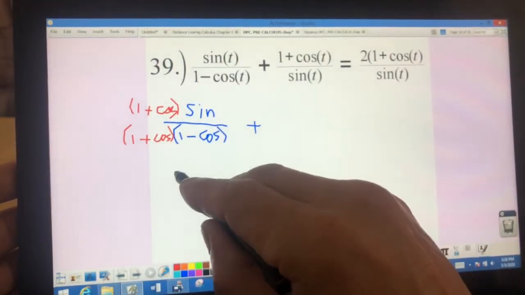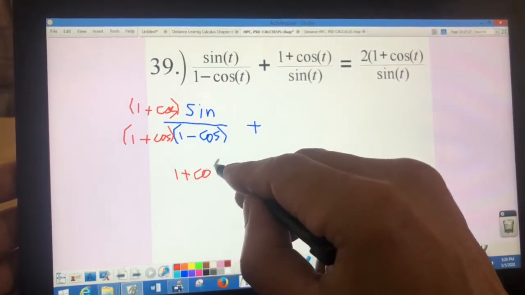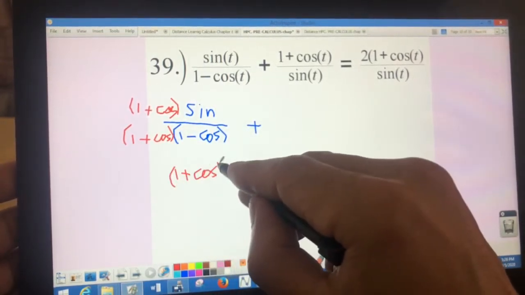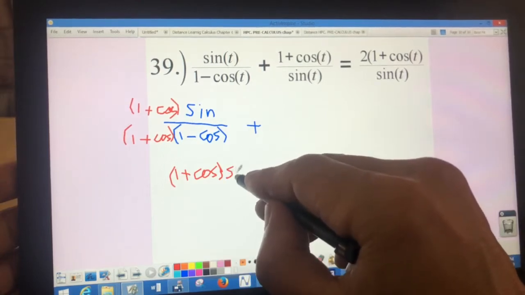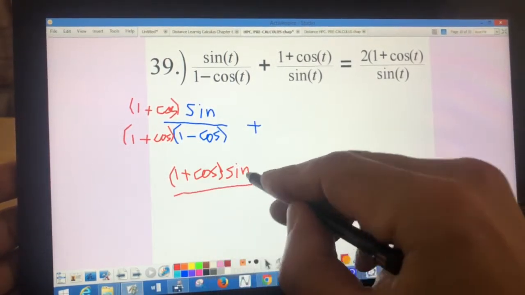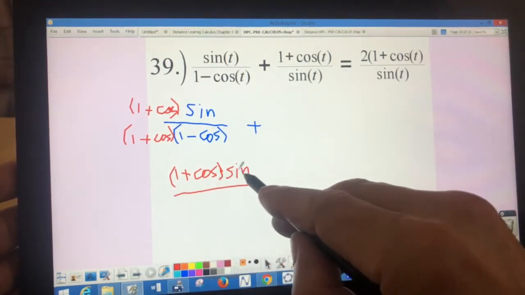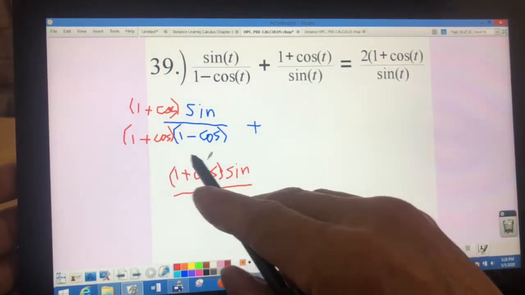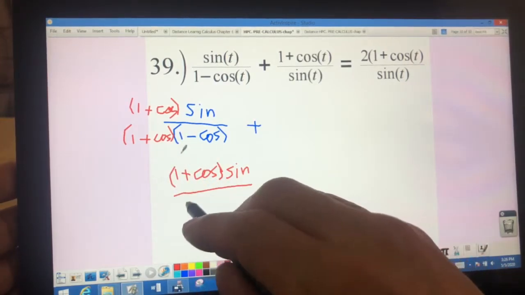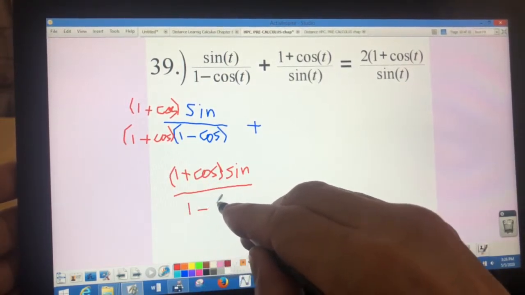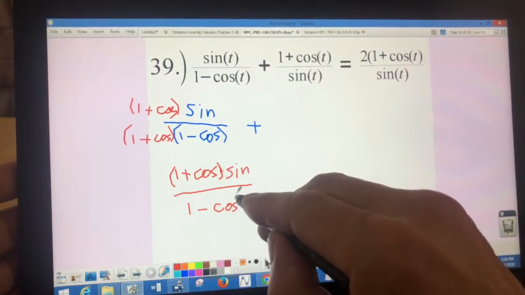So now the top, I got 1 plus cosine, and usually I don't want to multiply that in for the fact that I might be able to simplify something. So now I just left the 1 plus cosine and a sine sit on top. I will multiply these two evil twins together. So you got 1 minus cosine squared.